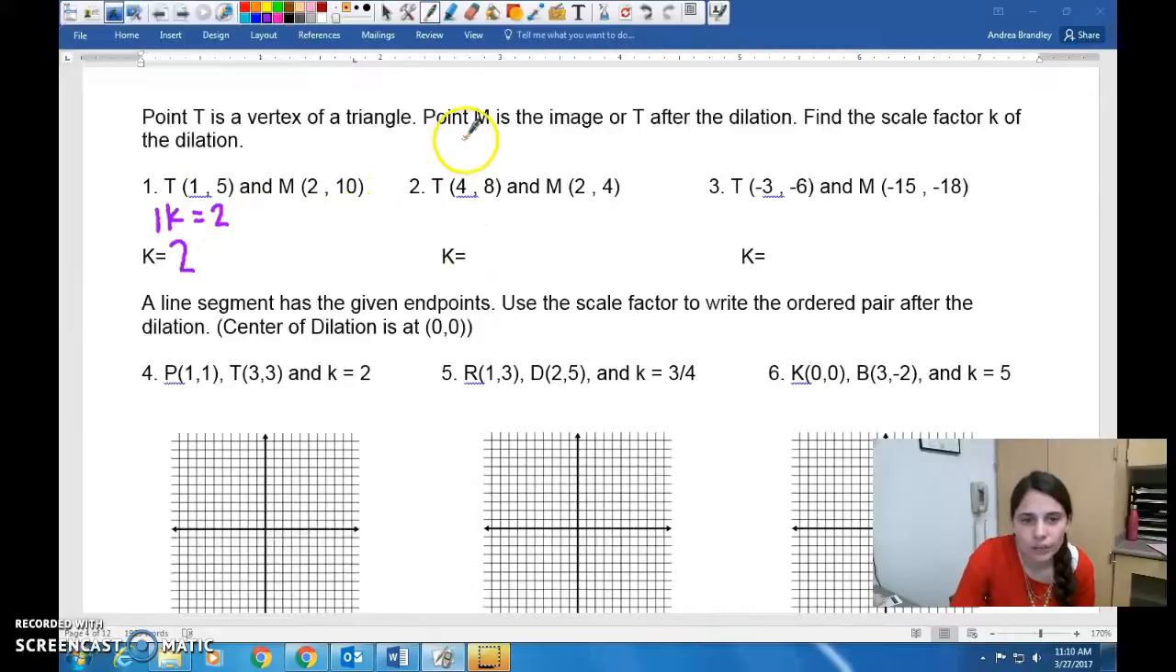Same idea over here. 4 times some sort of scale factor equals 2. Divide by 4. K equals 2/4.